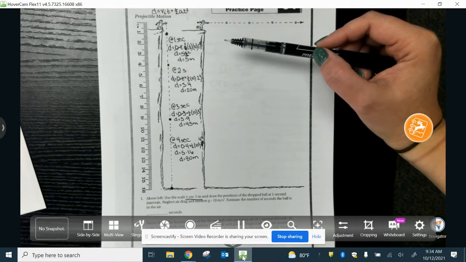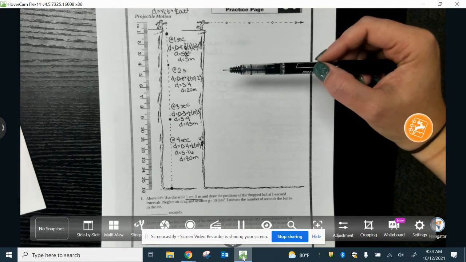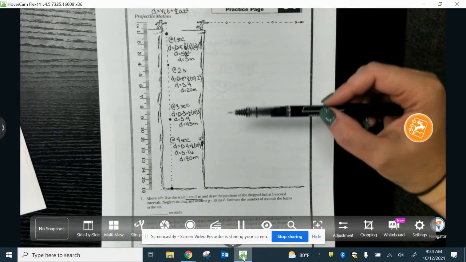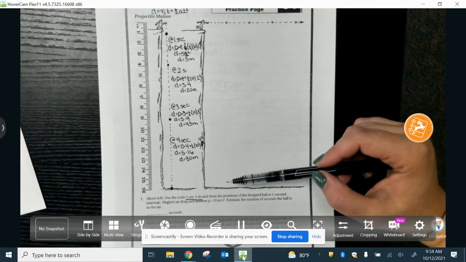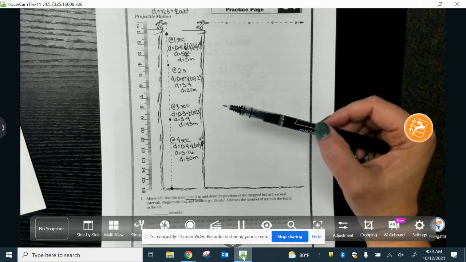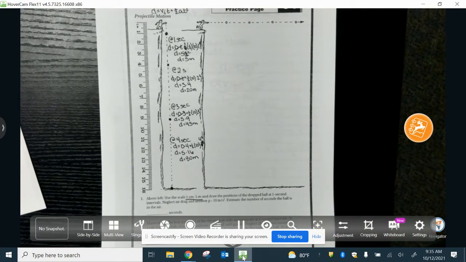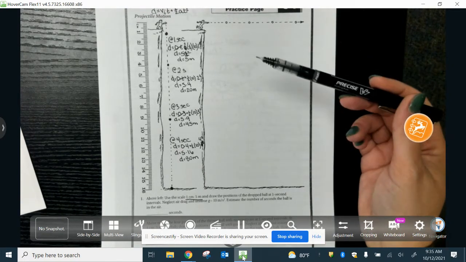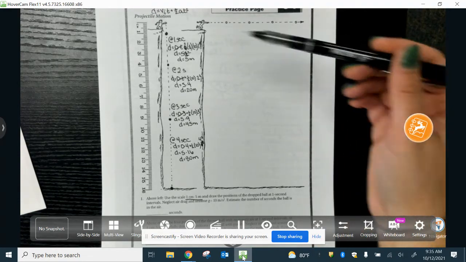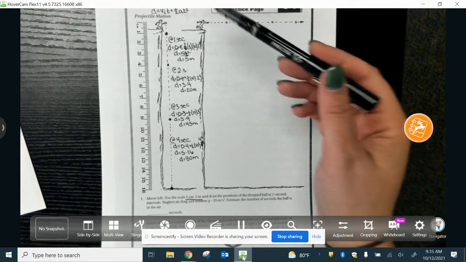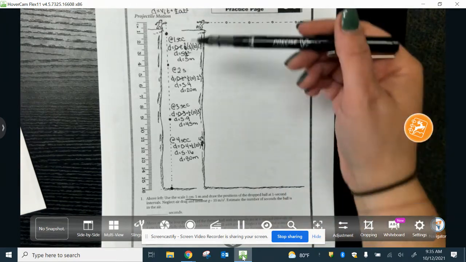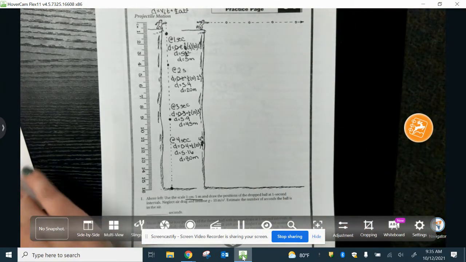Which means that it's going to fall the same distance at the same time in the y direction, in the up and down. It's not going to fall straight down like it did here in the x direction, sideways, but in the up and down it's going to be the same.